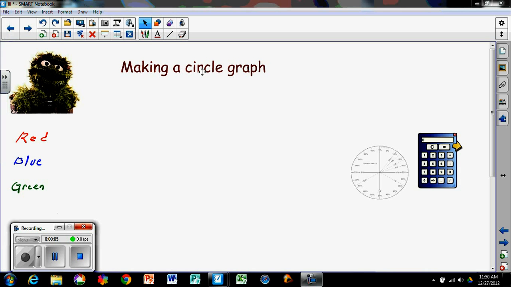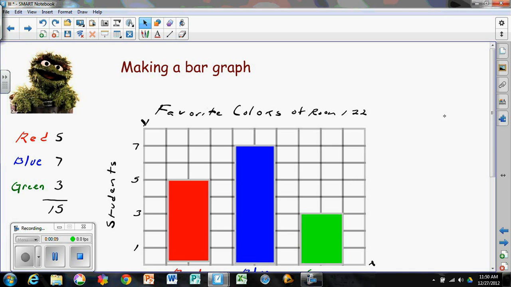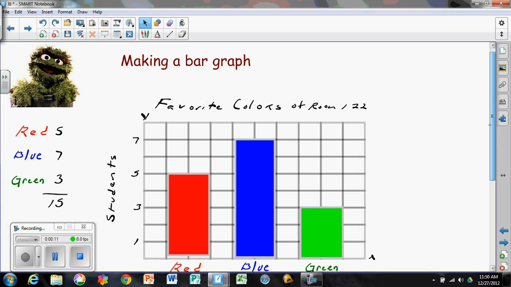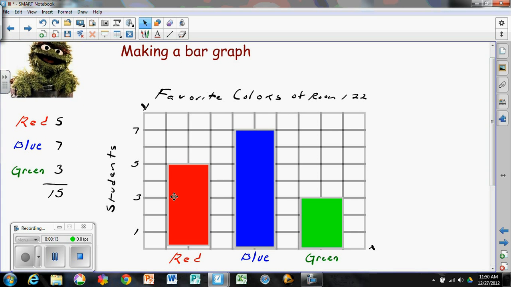In this lesson, we're going to be talking about making a circle graph. Before we do that, though, I want to go back and review from our last lesson about making a bar graph, because we're going to be using the same information to create our circle graph.